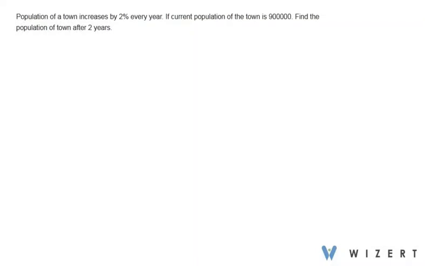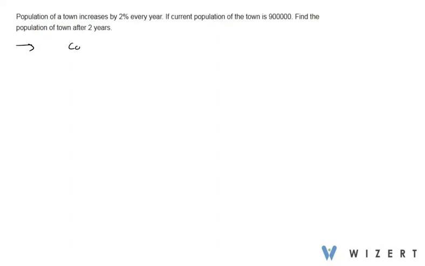Now look at the situation. Population of town increases 2% every year. So after the end of first year, the population will be already increased by 2%. And to calculate the population at the end of second year, we'll need to consider this modified increased population for second year. So this is nothing but compounding of the population.